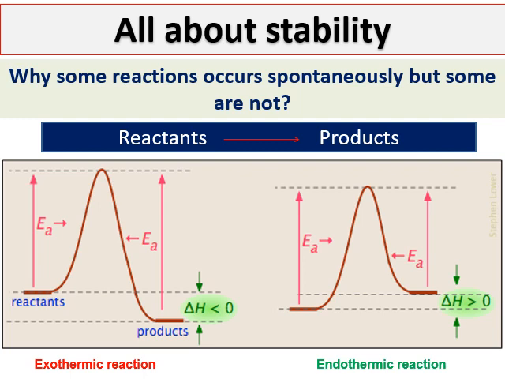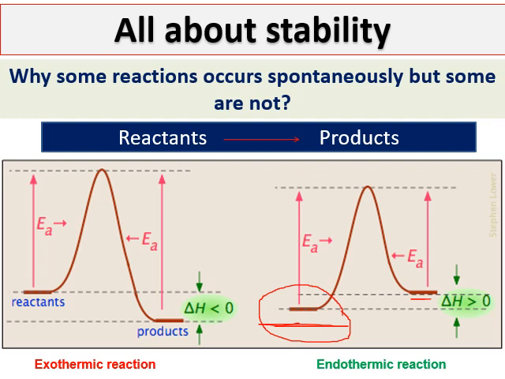In the second case, on the right side of the screen, you can see the endothermic reaction. Here, the energy of reactants is lower than the products. That means reactants are more stable compared to the products. So what is the need to convert a stable one into an unstable one? That's why the reaction does not happen.